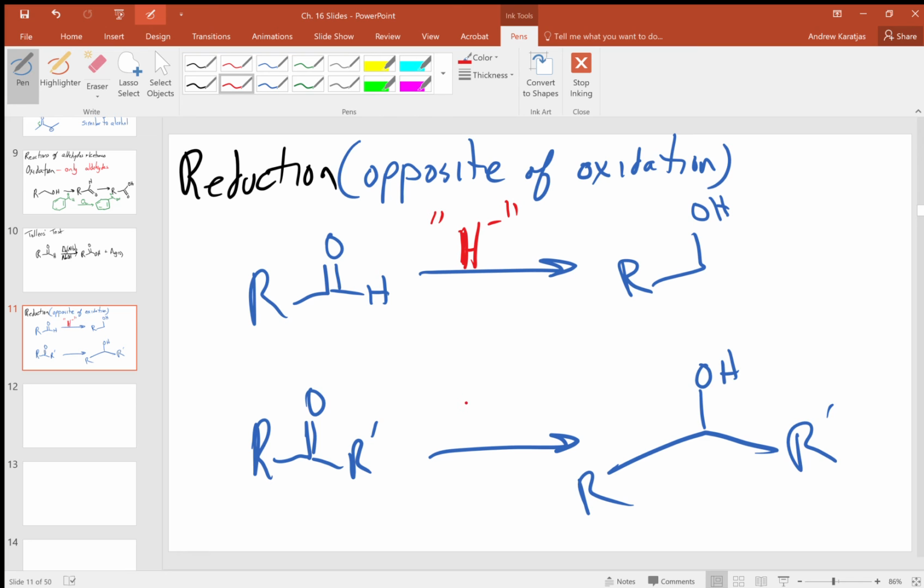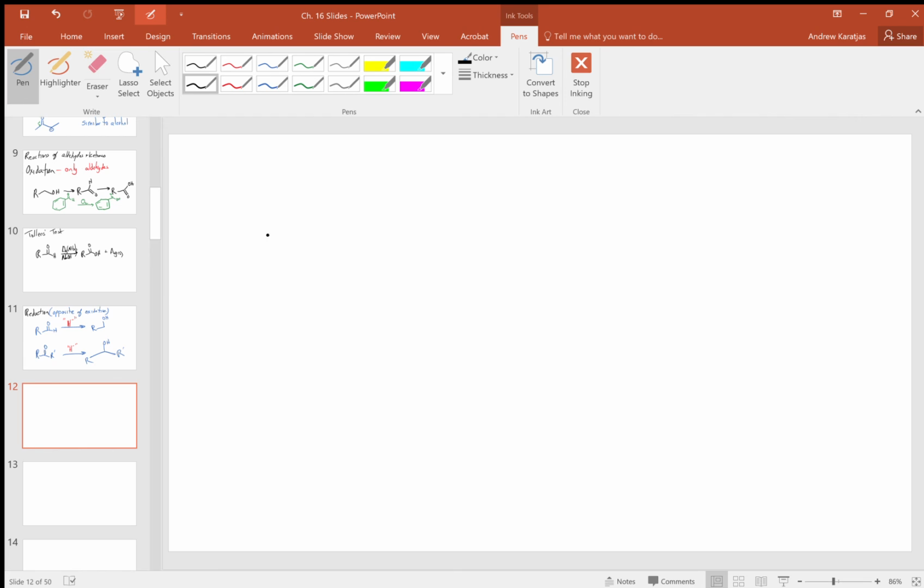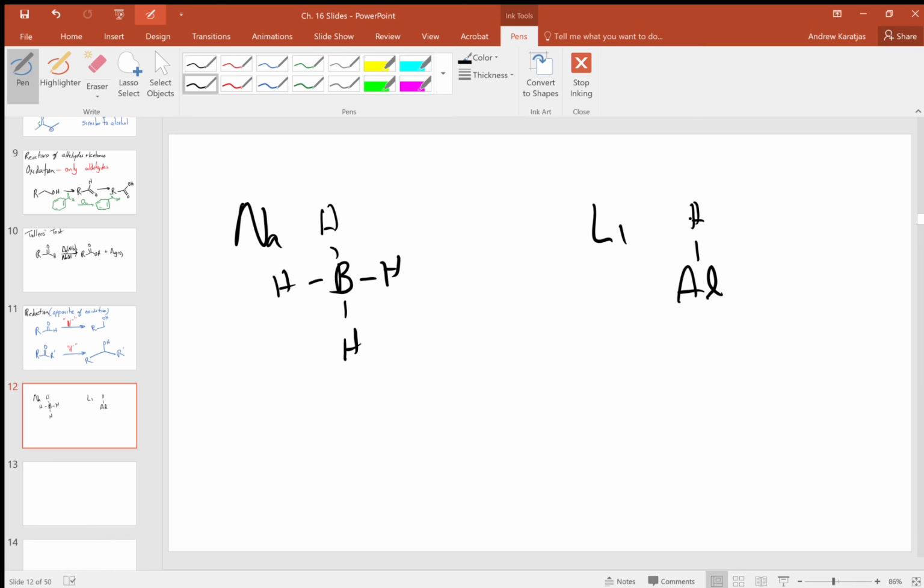hydride, H-. Now, we don't usually use H- itself. While you certainly can, and actually can purchase a reagent that has H- in it, that's not something that we use that often. What we use instead are reagents like NaBH4 or LiAlH4.